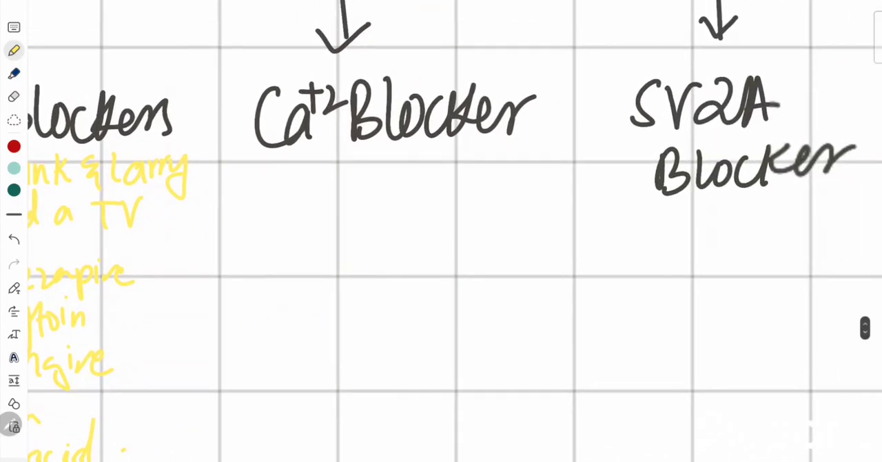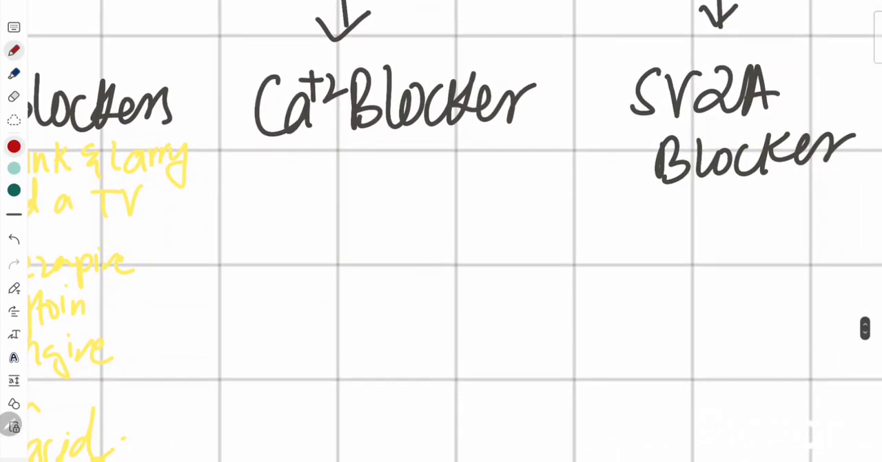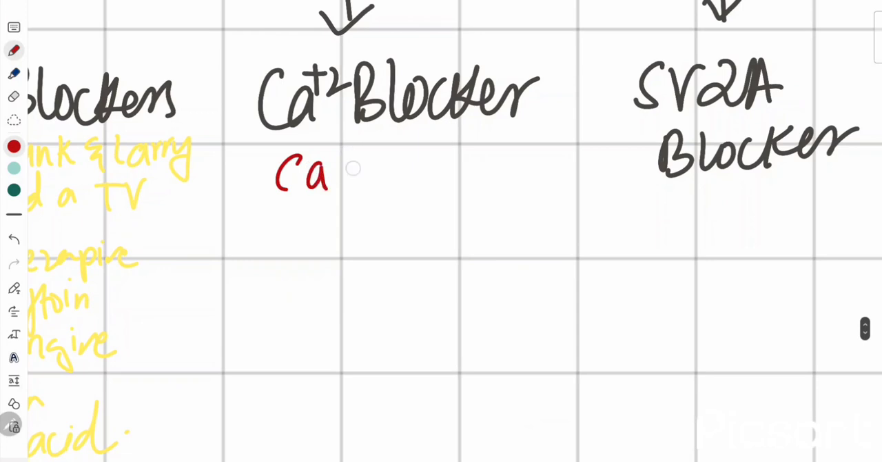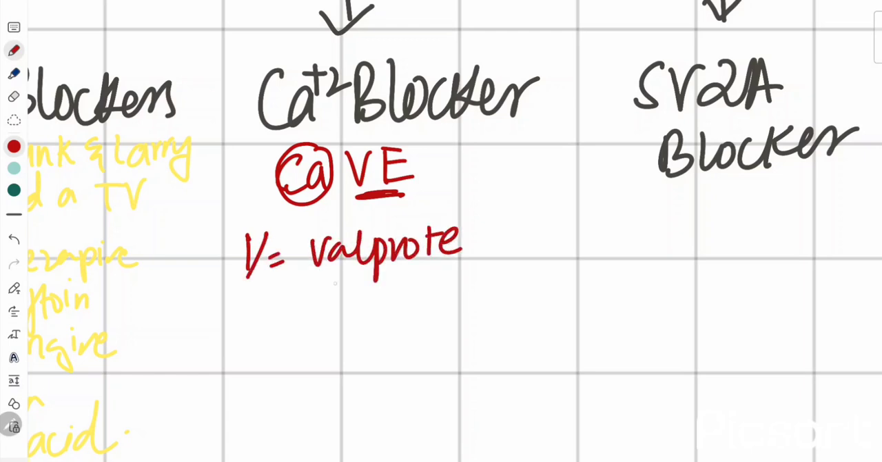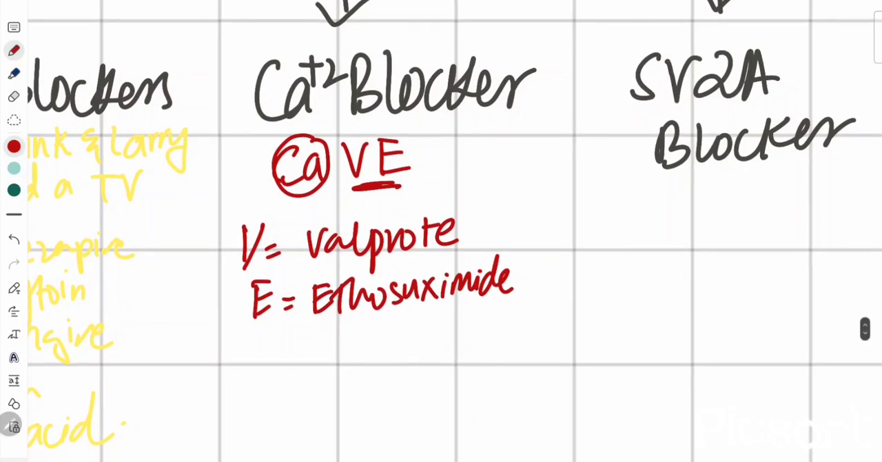Then we have calcium blockers. Calcium blockers, you have to remember as CAVE. So calcium blockers are VE: V for valproate and E for ethosuximide. And the SV2A blocker is just one, that is levetiracetam.